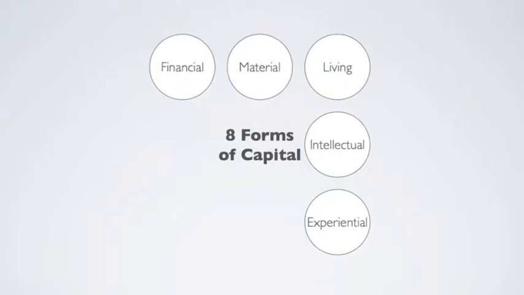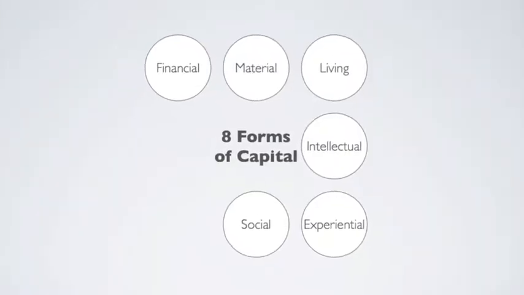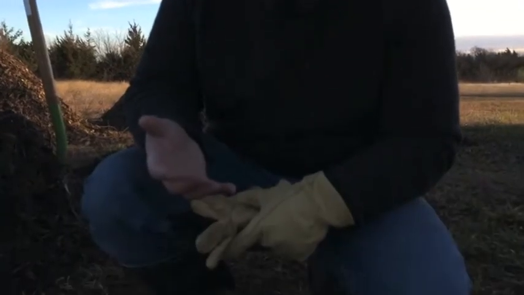So, financial, material, living, intellectual, the things you know, experiential, the things you've experienced. What is that, 6? 1, 2, 3, 4. No, that's 5. You have social capital, the groups that you're involved with, the people that you can influence.